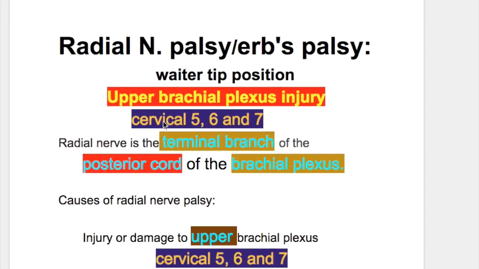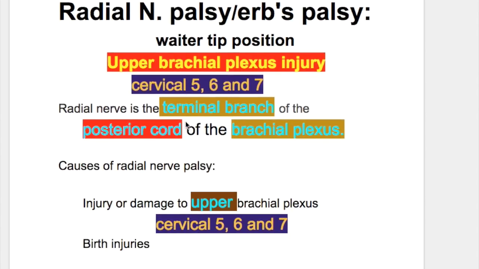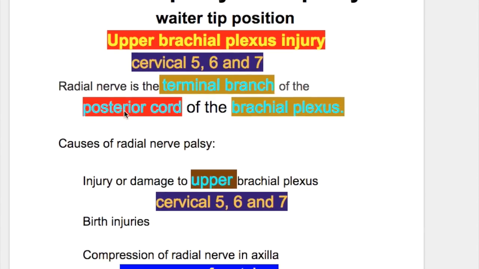Injury to cervical 5, 6 and 7 causes Erb's palsy, whereas the injury to the lower brachial plexus, that is cervical 8 and thoracic 1, causes Klumpke's palsy. Radial nerve is the terminal branch of the posterior cord of the brachial plexus.